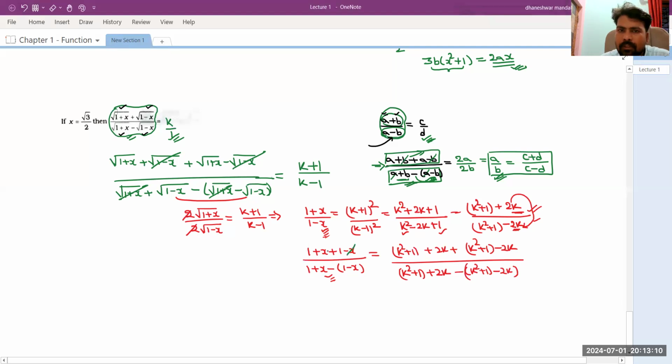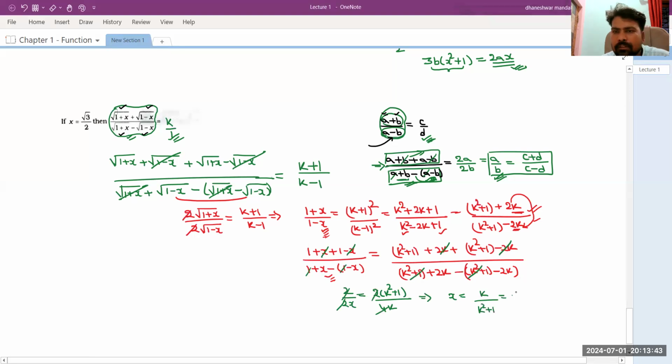See, x will be cancelled out. From here, 1 will be cancelled out. It means this term is nothing but 2 divided by 2 times of x. And from here, this term will be cancelled out. It means 2 times of k square plus 1. And k square plus 1 is cancelled out. So from here, 4k. So 2 will be cancelled out. This term will be cancelled out. It means if I take the reciprocal of this term, then k divided by k square plus 1 is there.